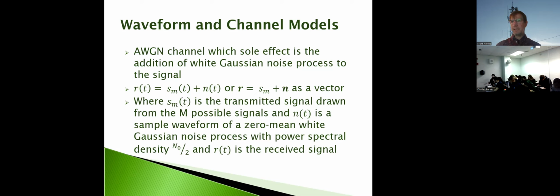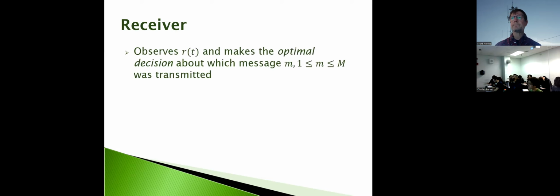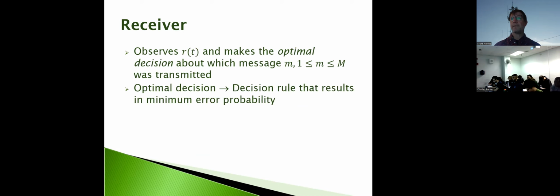So n(t) is a sample waveform of this noise process. If you repeated your experiment, you would get a different sample, so it's a random process. Our receiver observes r(t) and makes the optimal decision about which message m within that 1 to capital M set was transmitted. The optimal decision is a decision rule that results in minimum error probability. Some of this is kind of obvious, but it's helpful to be precise in our definitions.